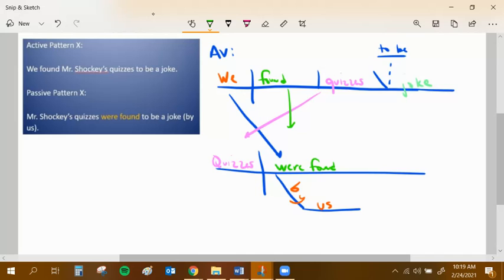And once again, if that's tough for you, if you need to go back and review what we talked about on Wednesday, or if you need to go back and just practice some of those worksheets and going from active to passive voice, go for that. All right, but we're going to go with quizzes were found by us.